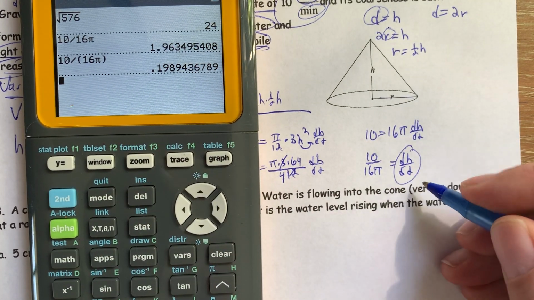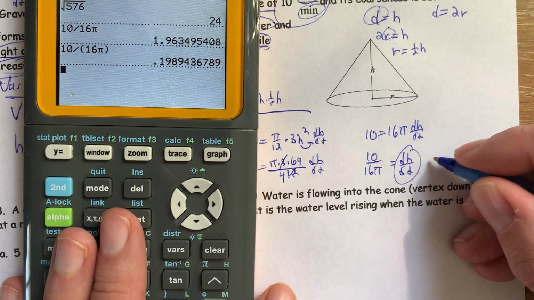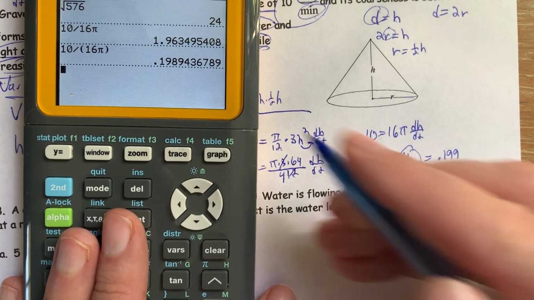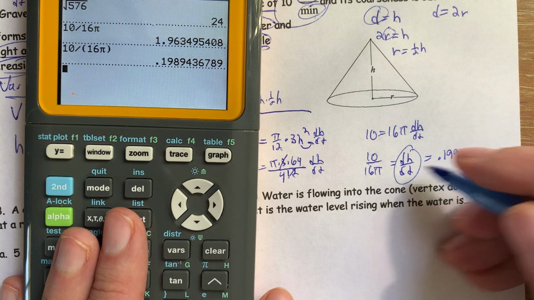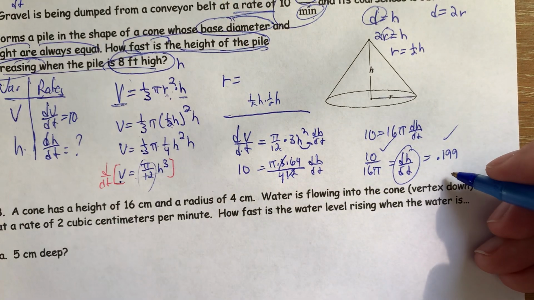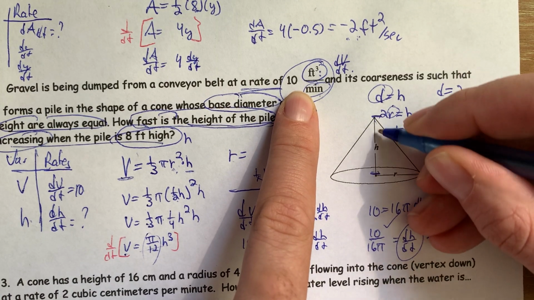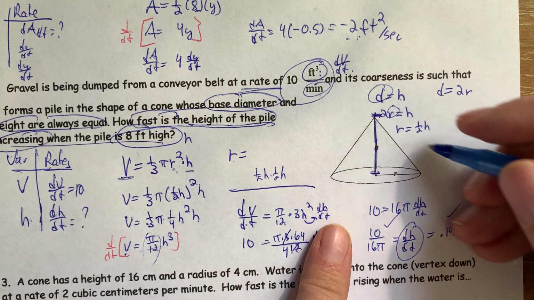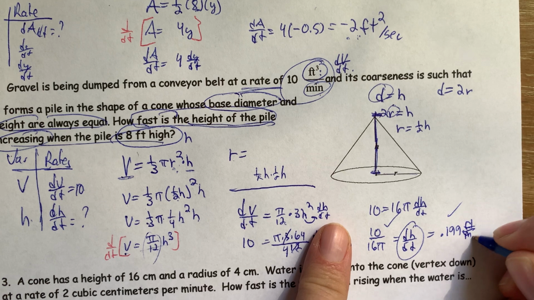So dh dt, what are the units going to be? This is 10 over 16 pi, which is a fine way to leave it. Or we can leave it as 0.199. We round to 3 decimal places in AP Calculus. So 0.199 or 10 over 16 pi, both are okay. And height is a length, so it will not be meters squared or units squared or anything. It's just a length, and it's going to be in feet per minute.